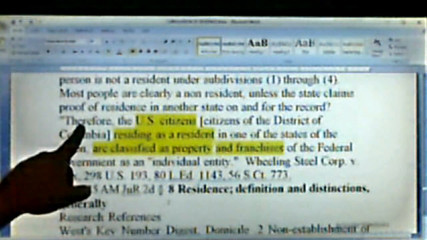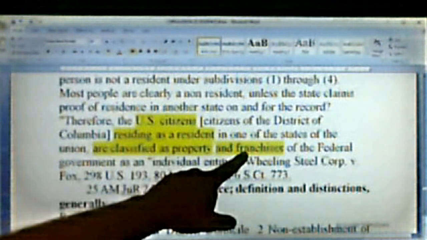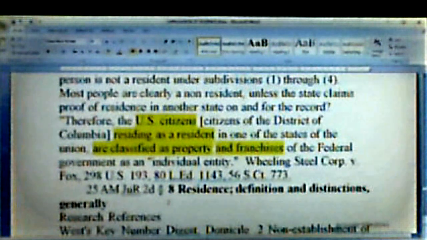It says, therefore, the U.S. citizens of the District of Columbia residing as a resident in one of the states of the Union are classified as property and franchises of the federal government as an individual entity. That was in Wheeling Steel Corp versus Fox. Remember, the United States is a corporation. So any of the people who work for the United States are considered to be in the District of Columbia for all intents and purposes, right?